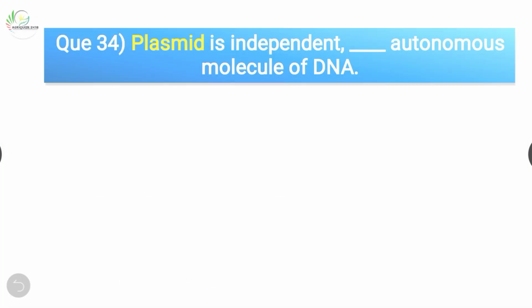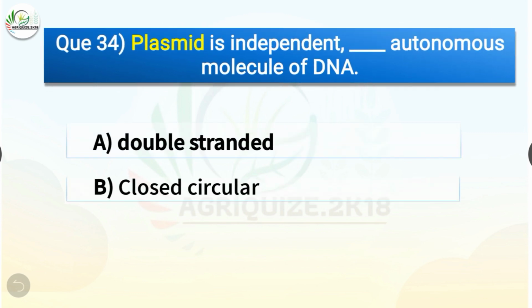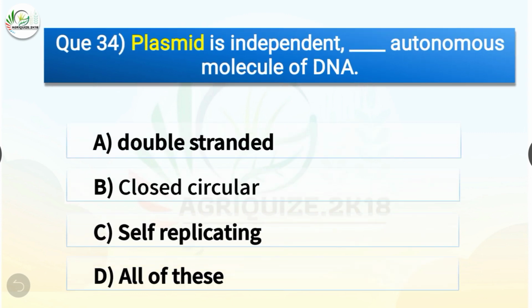Question number 34. Plasmid is independent dash autonomous molecule of DNA. The options are double-stranded, closed circular, self-replicating or all of these. The correct answer is option D, all of these. So plasmid is independent, double-stranded, closed circular, self-replicating autonomous molecule of DNA.